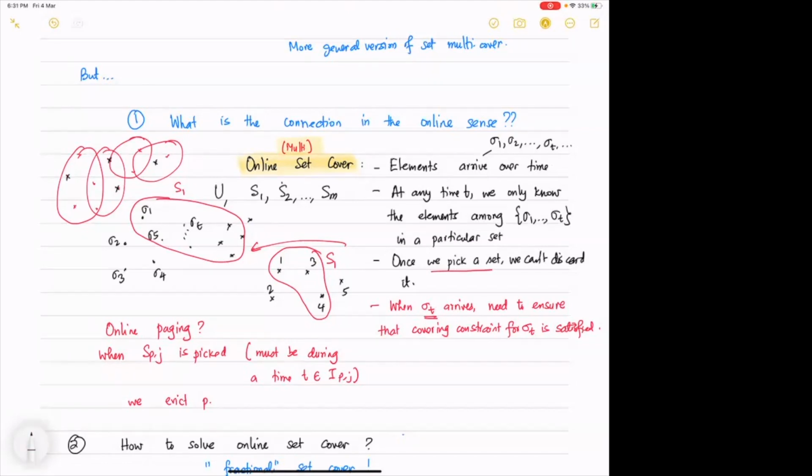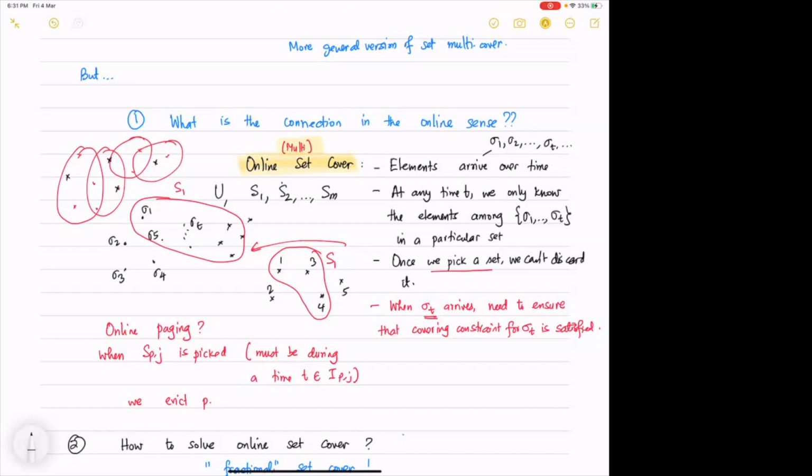The other way of thinking is that you just know the identity of the sets up to the elements which have arrived so far. So I tell you that these are the elements so far, and these are the sets so far. Each of these sets may contain more elements, but this is something you will only get to know later.